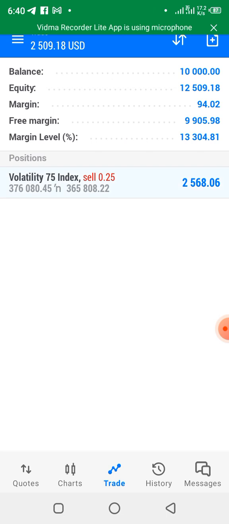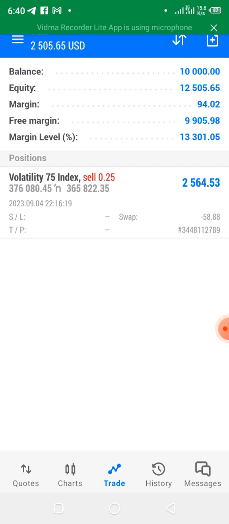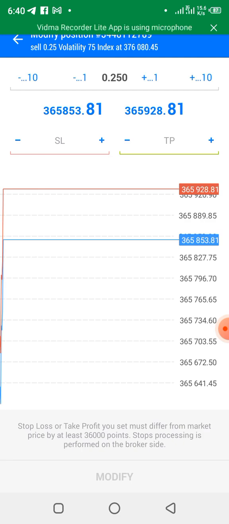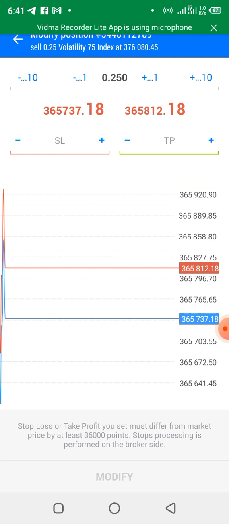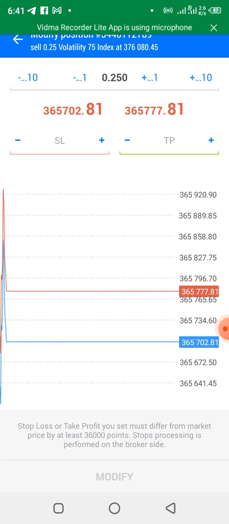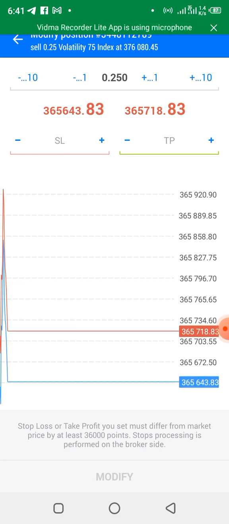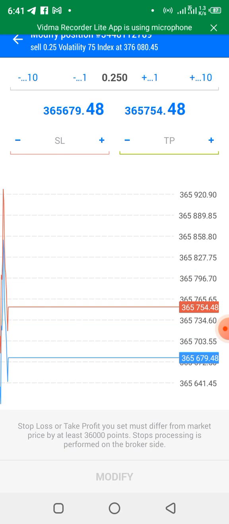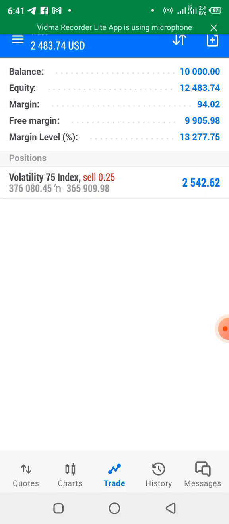Let's click and hold again. If you click on modify position, you would see it will bring you here again as though you want to take a new order, but now it's telling you to modify. Now, what are we modifying? If earlier we had already put our stop loss and our take profit, you can decide to adjust it. Okay, let me show you.